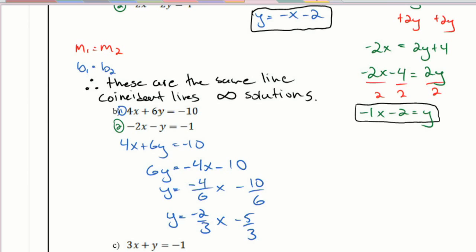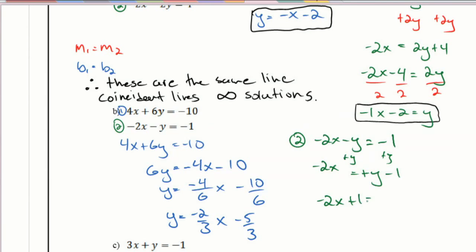So that was the first one. My second line, negative 2x minus y is negative 1. Going to add y to both sides. Plus y minus 1, add 1 to both sides. Negative 2x plus 1 is y.